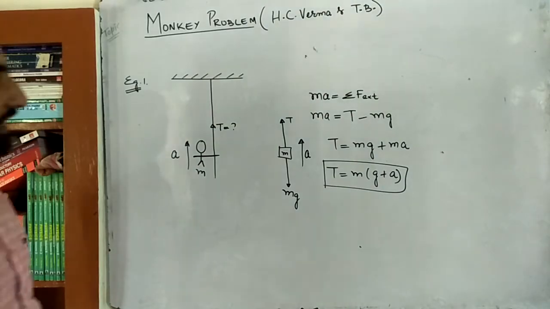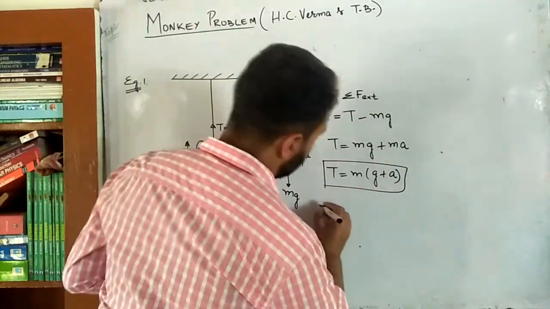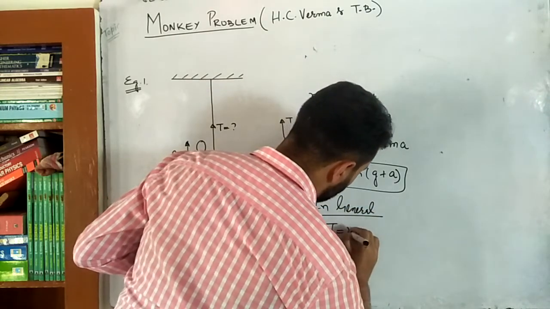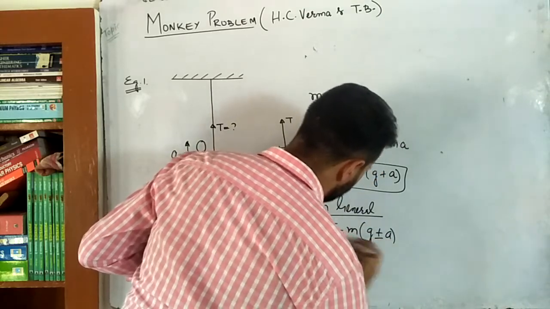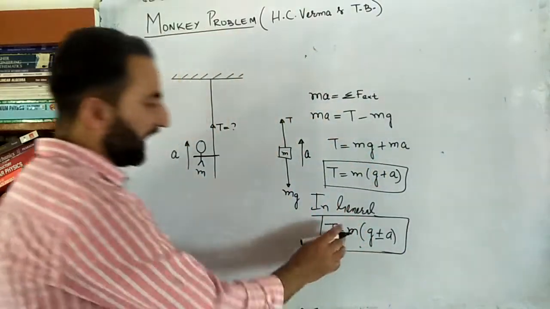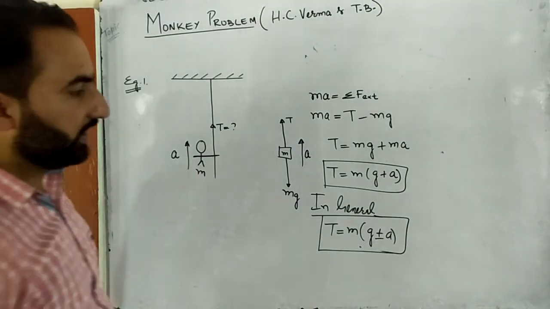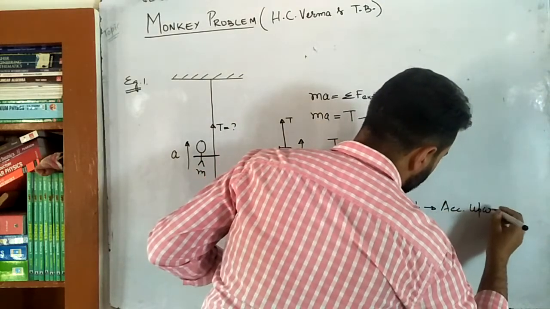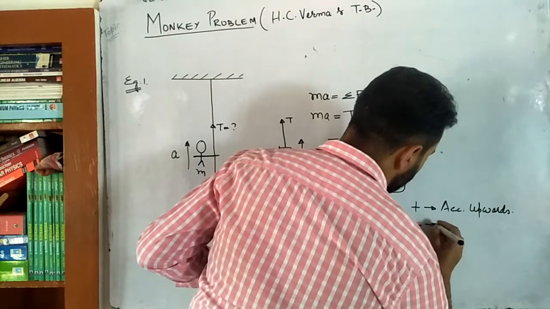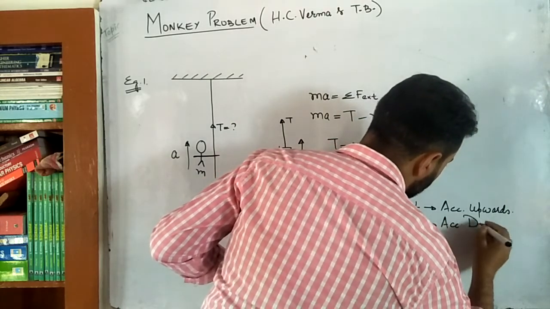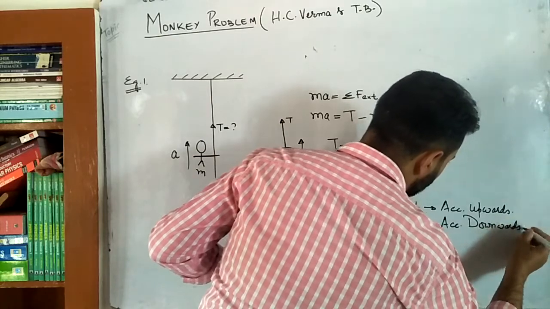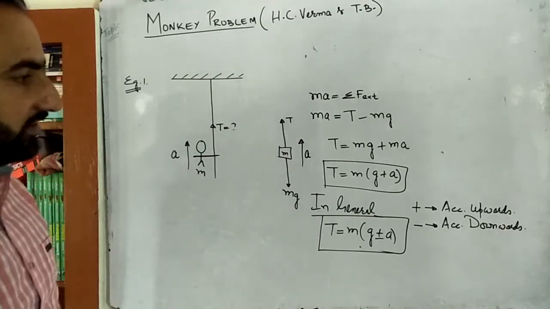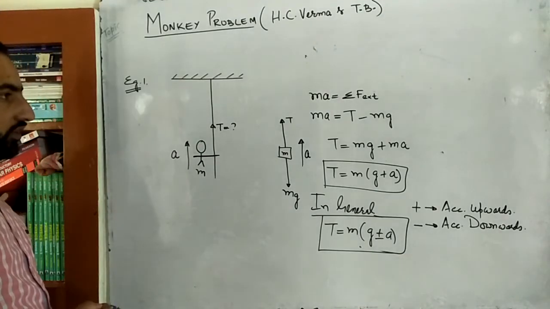Now I'll generalize it. In general, the tension in the string T is equal to m multiplied by g plus minus a. Very important equation. Highlight this equation: T is equal to m into g plus minus a. Positive when it is accelerating upwards, negative when it is accelerating downwards. When the monkey is accelerating downwards, take negative; when accelerating upwards, take positive. So pause the screen and write down this important example.